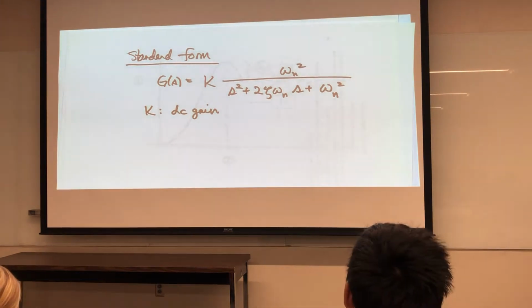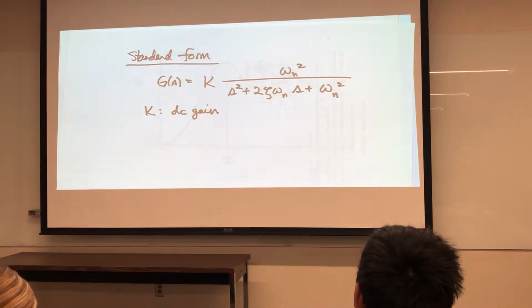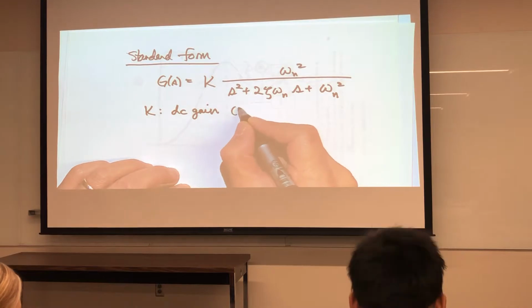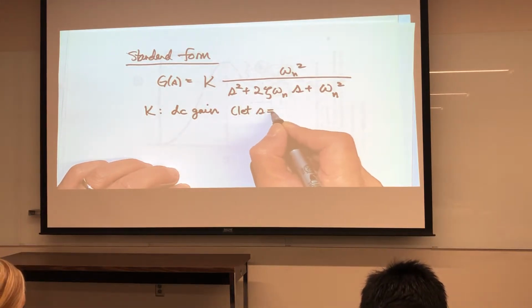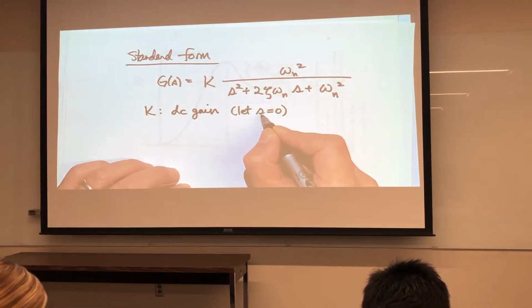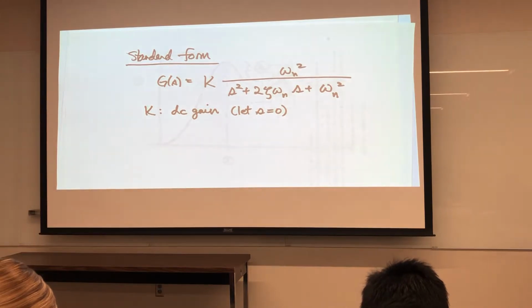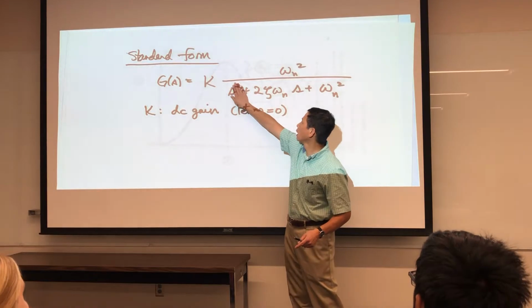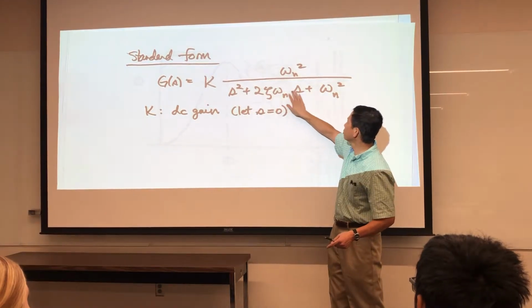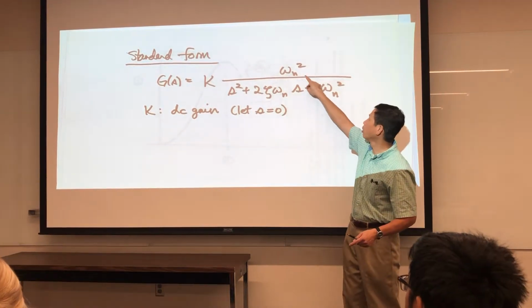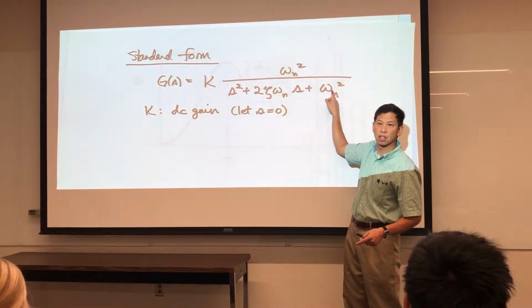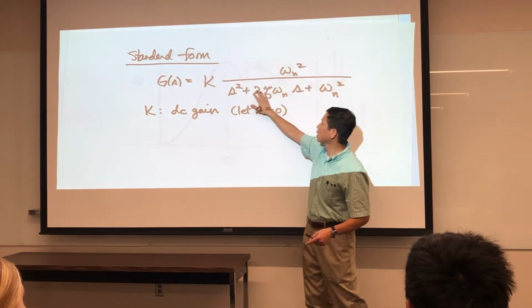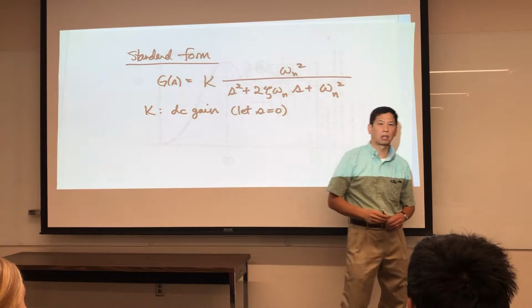And remember, DC gain. You can also determine if you see a second order model, just remember we let S equal to 0, not delta equal to 0. Let S equal to 0. Let's see what happens if I let S equal to 0 here. If I let S go to 0, that goes away. If I let S go to 0, that goes away. And then I get omega n squared over omega n squared. That's just 1. And so this part has a gain of 1, and what's left is the gain k.